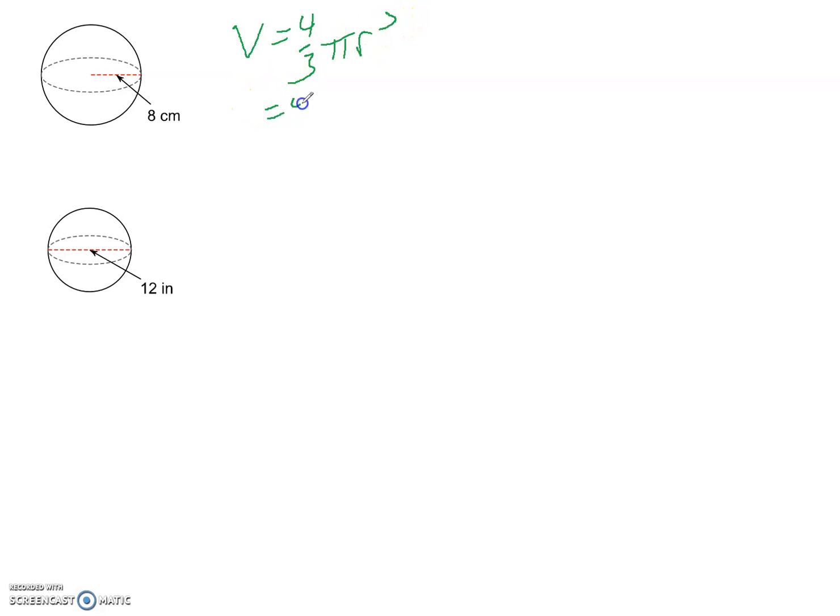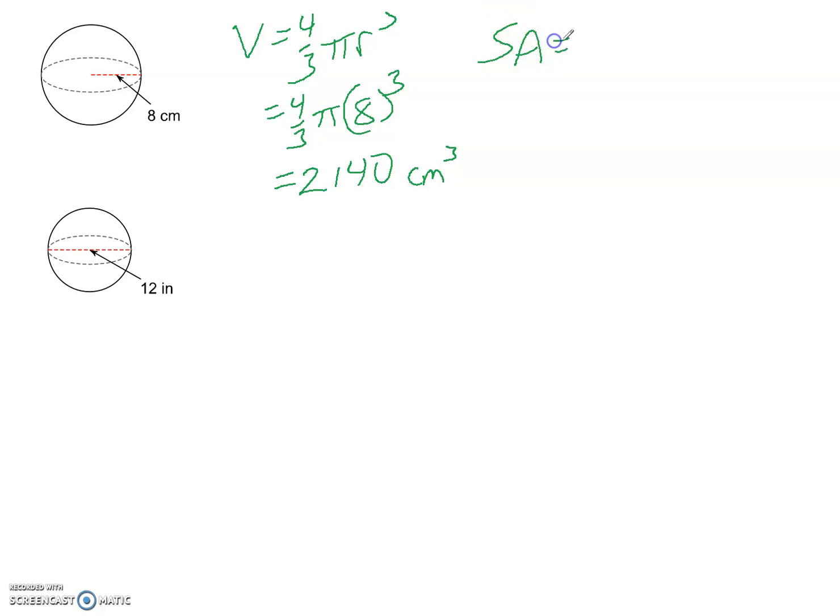So this would be 4/3 times pi. We've got the radius of 8. We'll cube that. And make sure you actually cube it. It's not 8 times 3 is 24. Okay, so make sure we'll cube that, and we will get our volume out of that. And if we do the calculation, we get about 2140. And I've rounded off a little bit. So 2140 centimeters cubed.